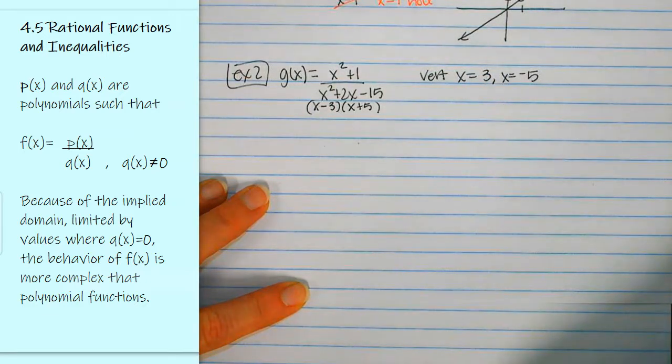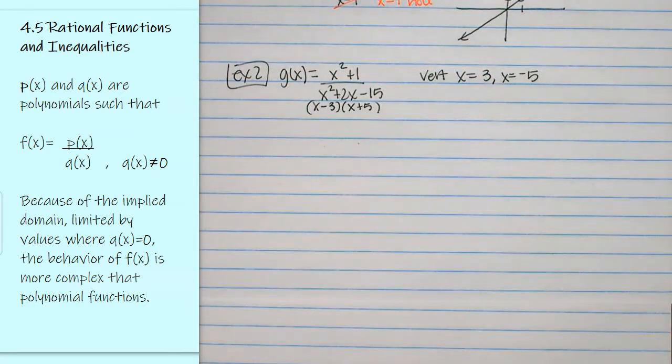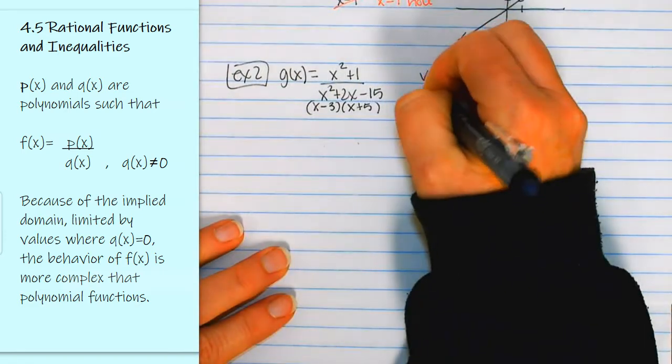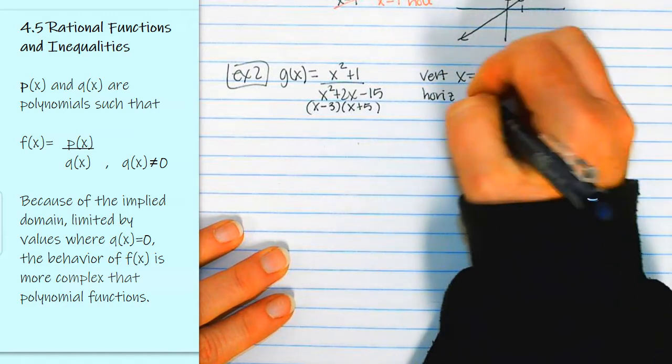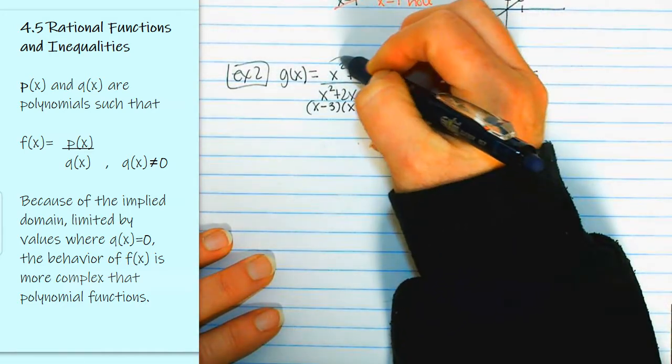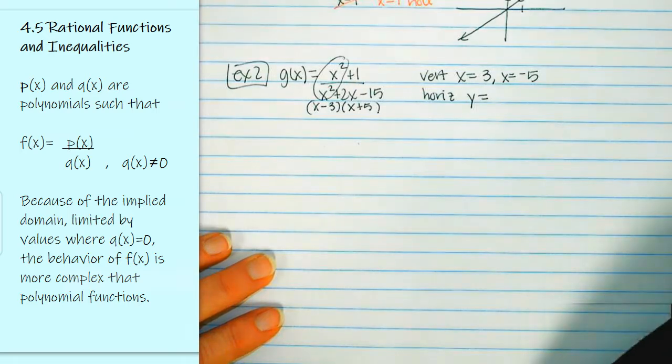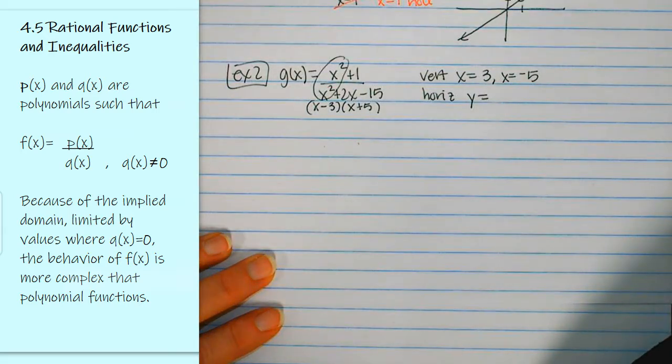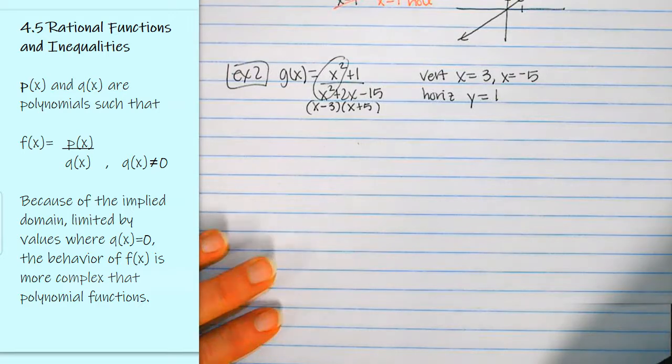And then I'm going to think about horizontal or slant. So now I'm looking at the top degree versus the bottom degree. They have the same degree. So this is going to be a horizontal, not a slant. And it's going to be y equals, and I compare this together right here. They're going to grow at the same rate. And they both have a leading coefficient of 1. So this is going to be y equals 1.